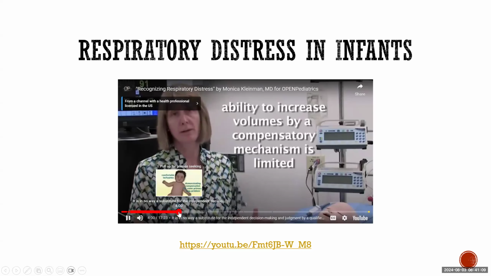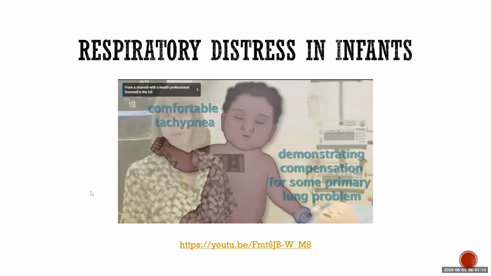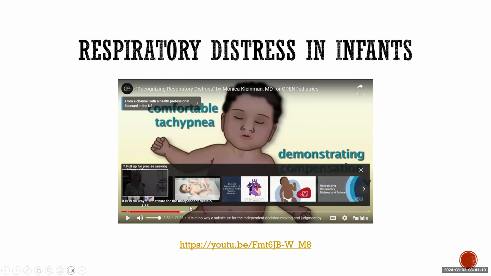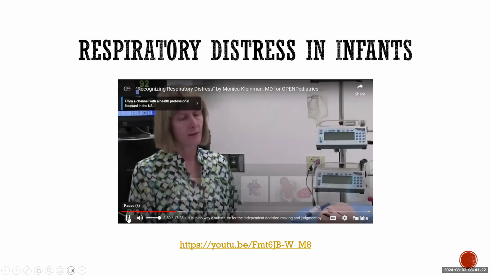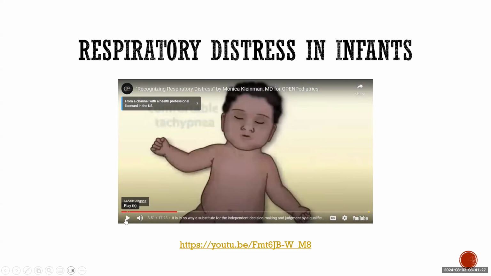Compensatory mechanisms are limited for some primary lung problems, so that is what it looks like to have retractions. Show back a little. All right. So you see when they breathe, they just suck in instead of expand. So that is the uncomfortable tachypnea, which is the retraction right there. So that is a couple signs of increased work of breathing. And then this is the link to the YouTube video for anyone who wants to watch the entirety of that infant.